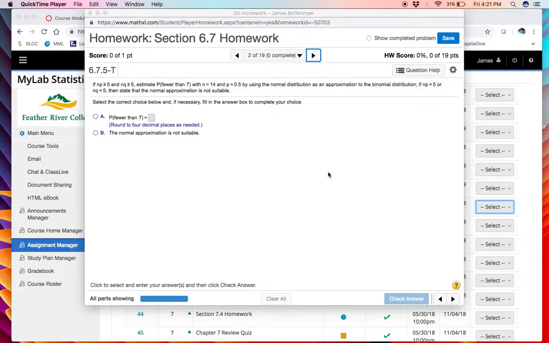So what we're going to do today, we're going to talk about how to find the discrete value of a normal distribution. Let's say, for example, we have a problem like this. If np is greater than or equal to 5 and nq is greater than or equal to 5, estimate P where your discrete value is fewer than 7, with n equal to 14, p equal to 0.5, by using the normal distribution as an approximation to the binomial distribution. If np is less than 5 or if nq is less than 5, then also state that the normal approximation is not suitable.